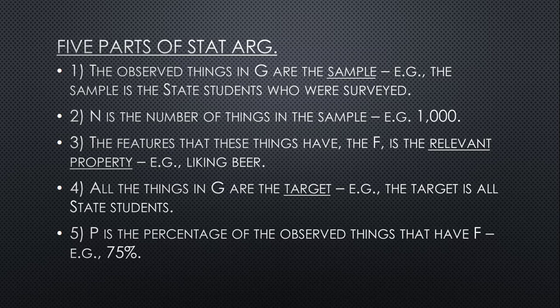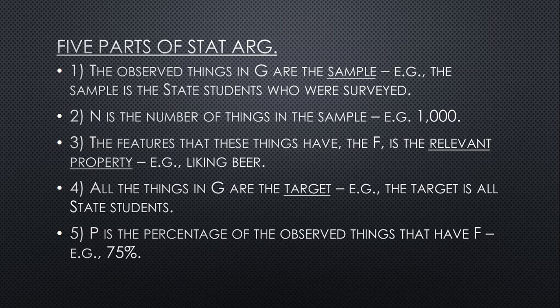Number 4, all the things in G are the target. The target, in our previous case, was all state students. And in a general statistical argument, for example, we run tests on a sample with a particular sample size, and then we try to extrapolate a conclusion concerning a relevant property to all, or generally to all, members in G, or in other words, the target.